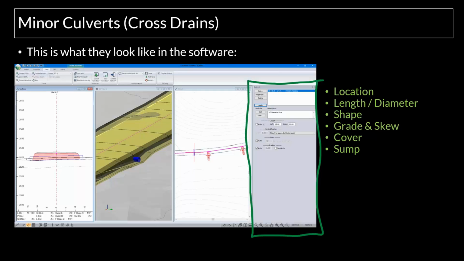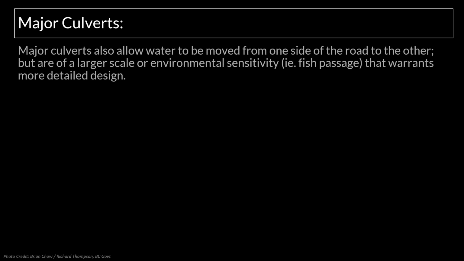The other type of culvert is a major culvert. These have the same function in that they allow water to be moved from one side of the road to the other, but given their larger scale, and potentially their environmental sensitivity if they're a fish-bearing stream, it definitely warrants more detailed design and an even greater importance placed on those positioning and sizing considerations.